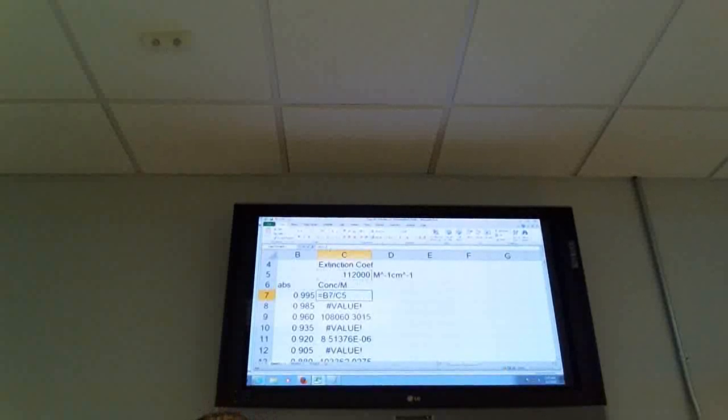It's not a star, it's a $ sign, right? What we want is, we don't want 5 to change, so anything you don't want to change, you put a $ sign in front of. So it'd be C$5. And then enter. That formula was wrong, so I fixed the formula here. Now it's C$5. So that 5 never changes because the extinction coefficient is in a fixed cell.